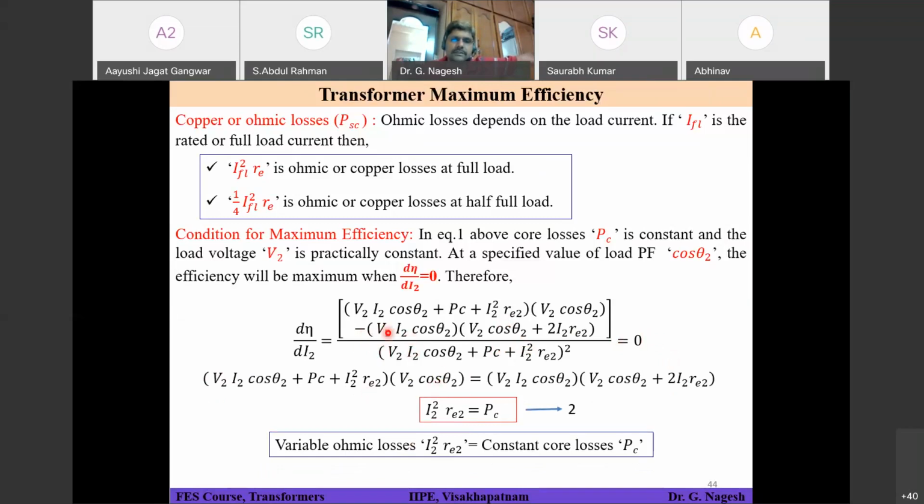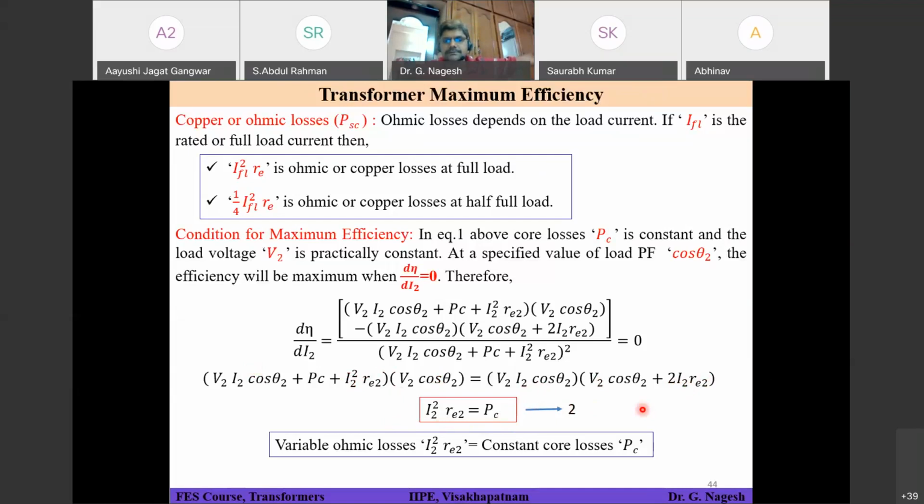I have taken this one onto the other side. If you observe here now, all terms will get cancelled. This V2 into cos of theta 2 will go from here. Then you can multiply I2 with respect to V2, so this term and this term will also get cancelled. When you multiply this I2 with 2 into I2 square RE2, one term will go from this side and this side. So finally you will be left with PC is equal to I2 square RE2.